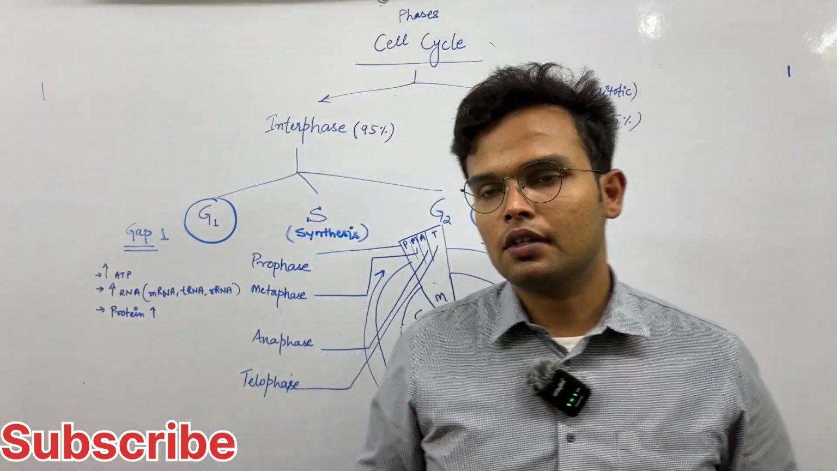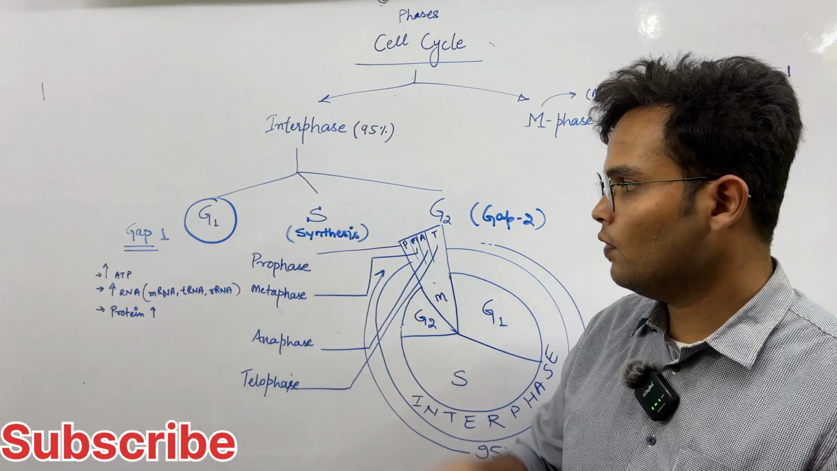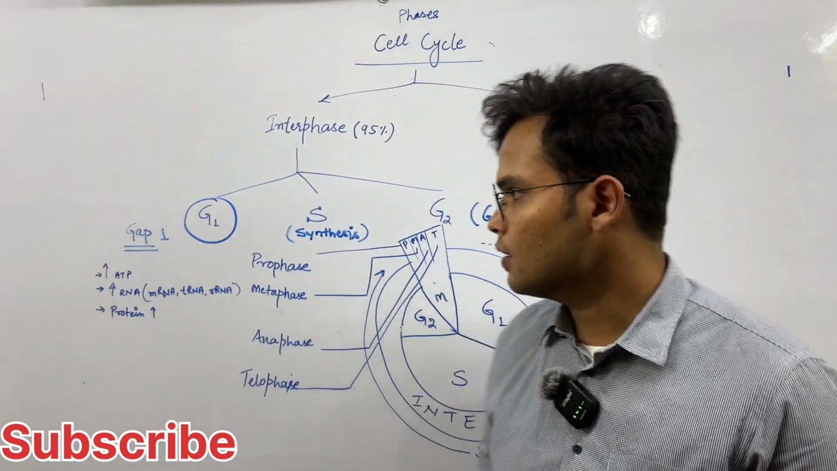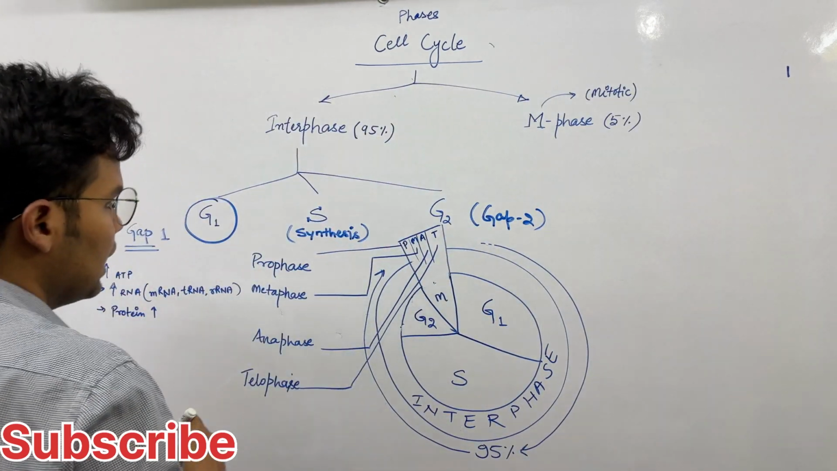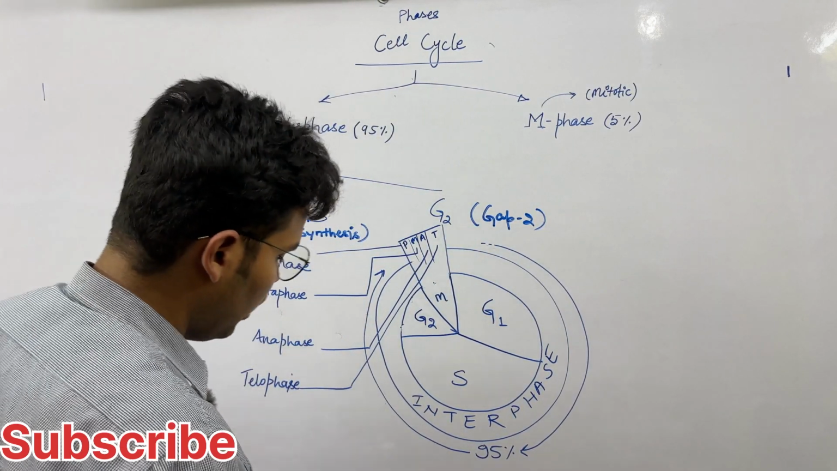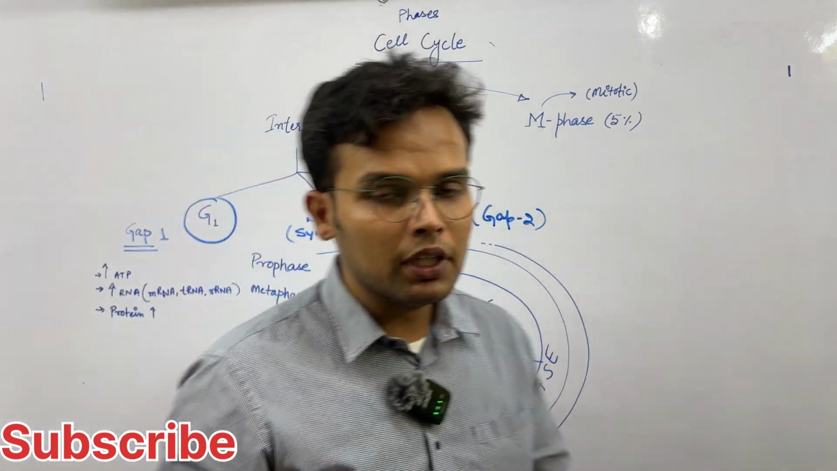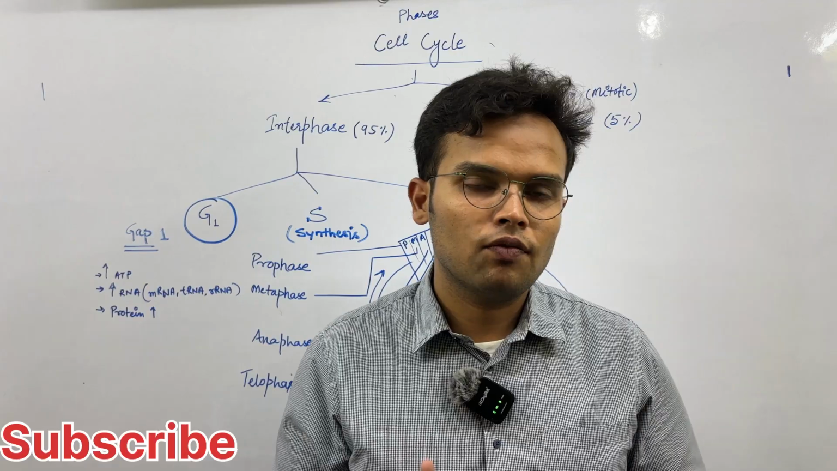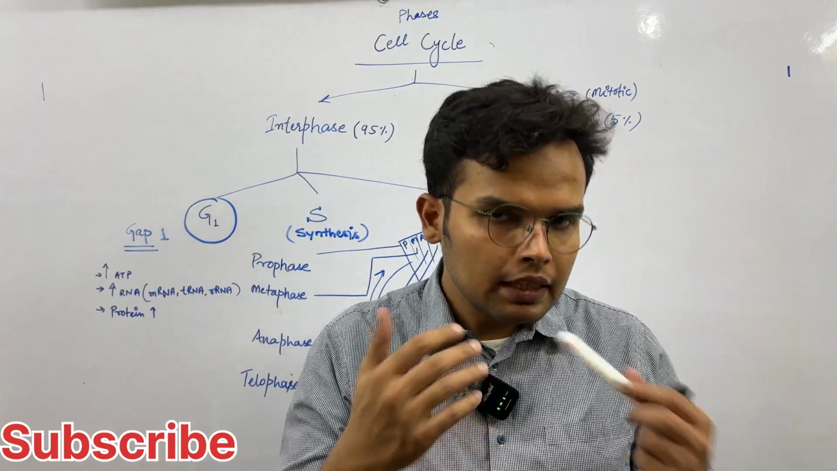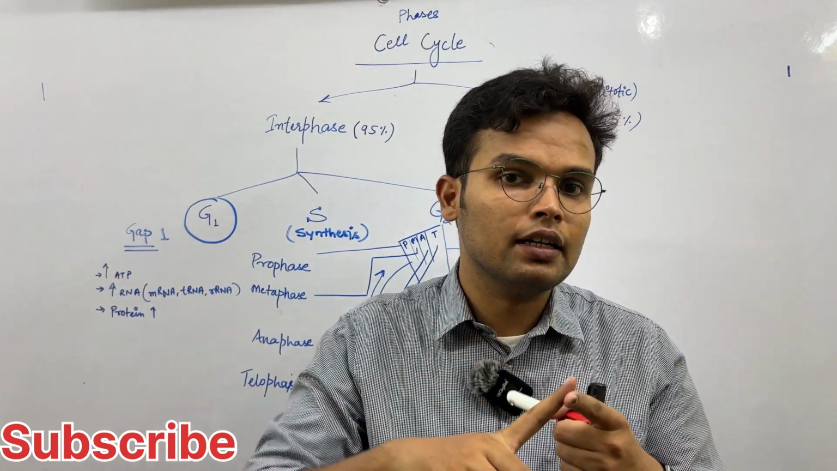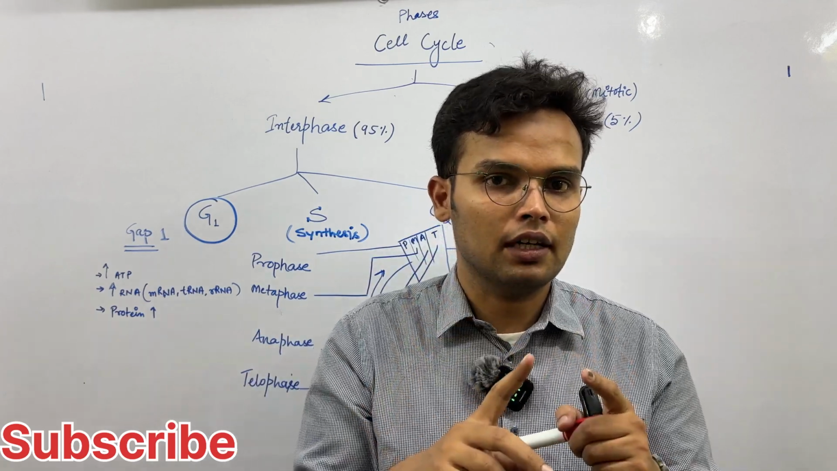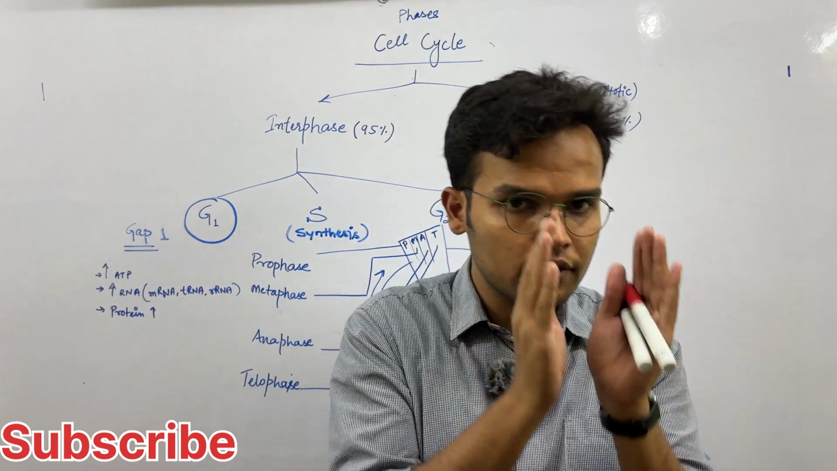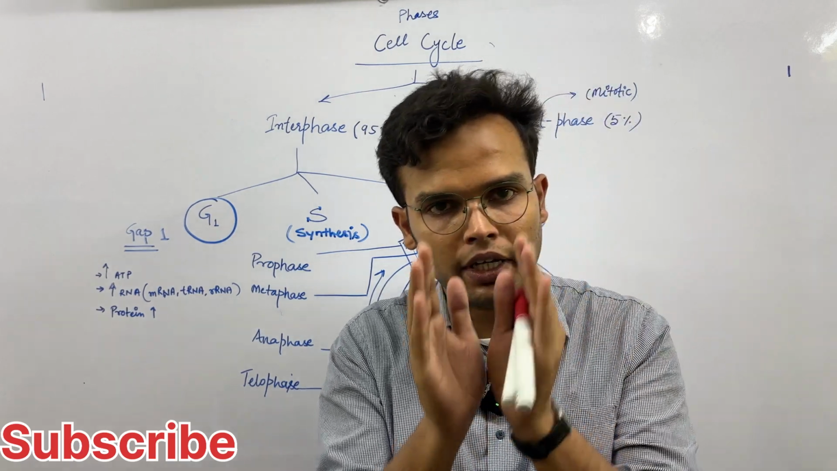Now we are going to discuss the S phase. So S phase is actually the synthesis phase, and in this phase mainly DNA replication occurs. And what is DNA replication? The term replica means copy. If DNA is getting formed within the cell, that means it is getting copied within the cell, so that whenever the cell is going to divide, there will be an original copy and a duplicate copy.